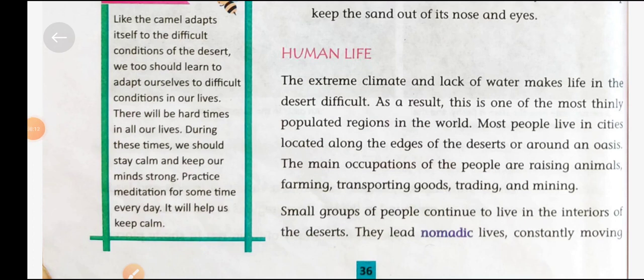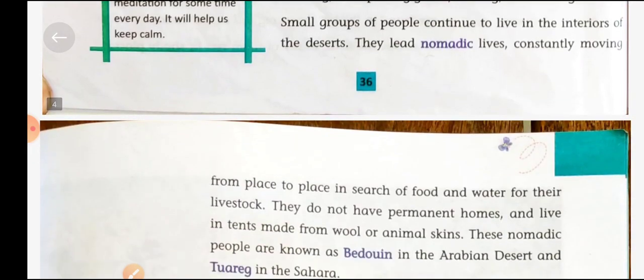Small groups of people continue to live in the interior of the desert. They lead nomadic lives, constantly moving from place to place in search of food and water for their livestock. In the interior of the desert, the people who have not made houses are called nomadic people.